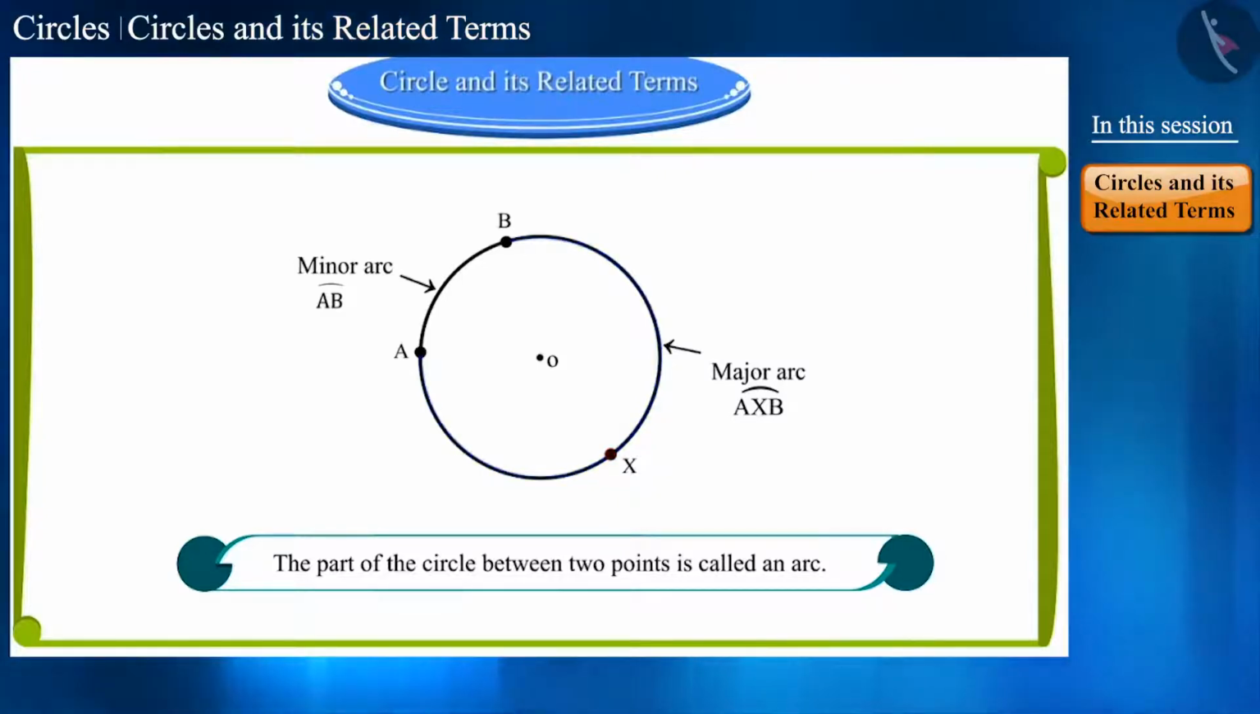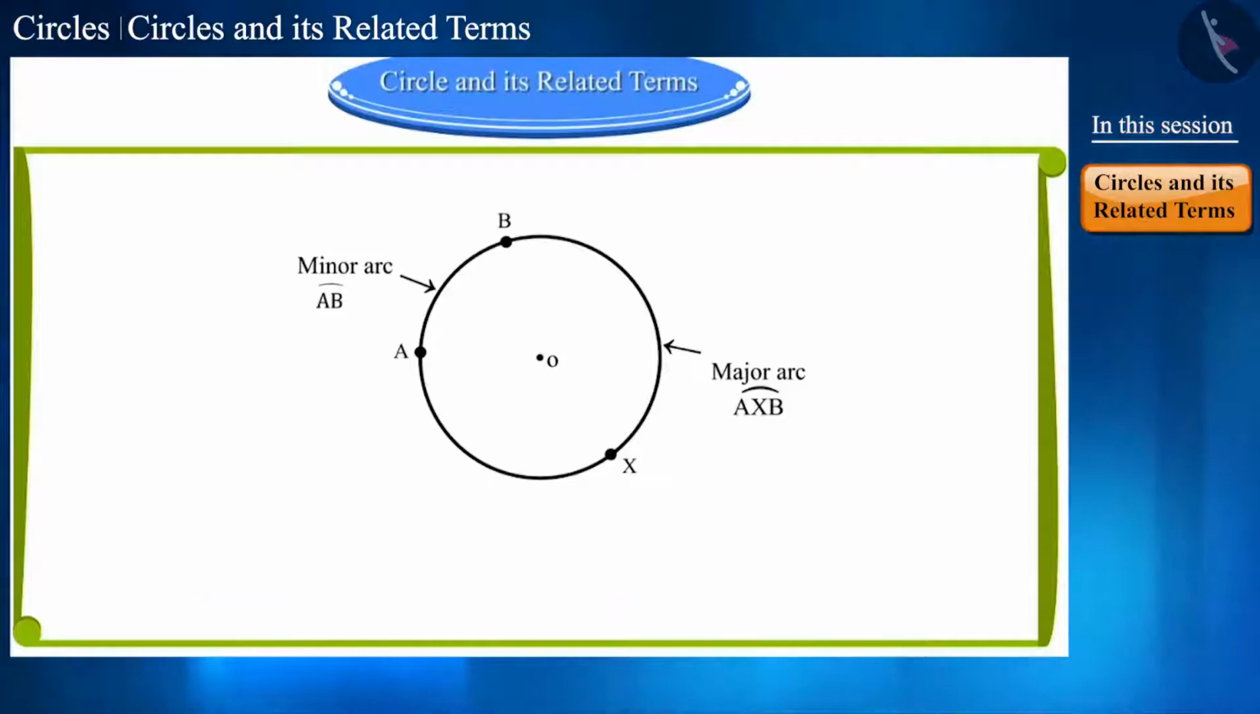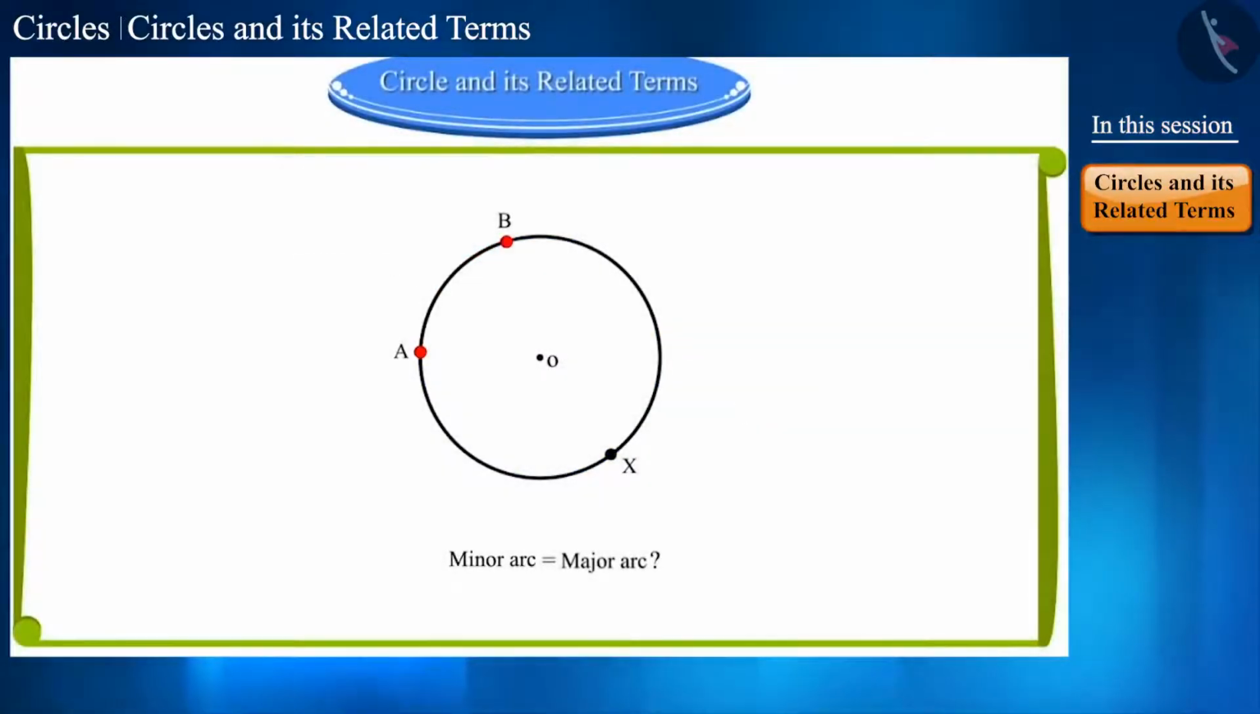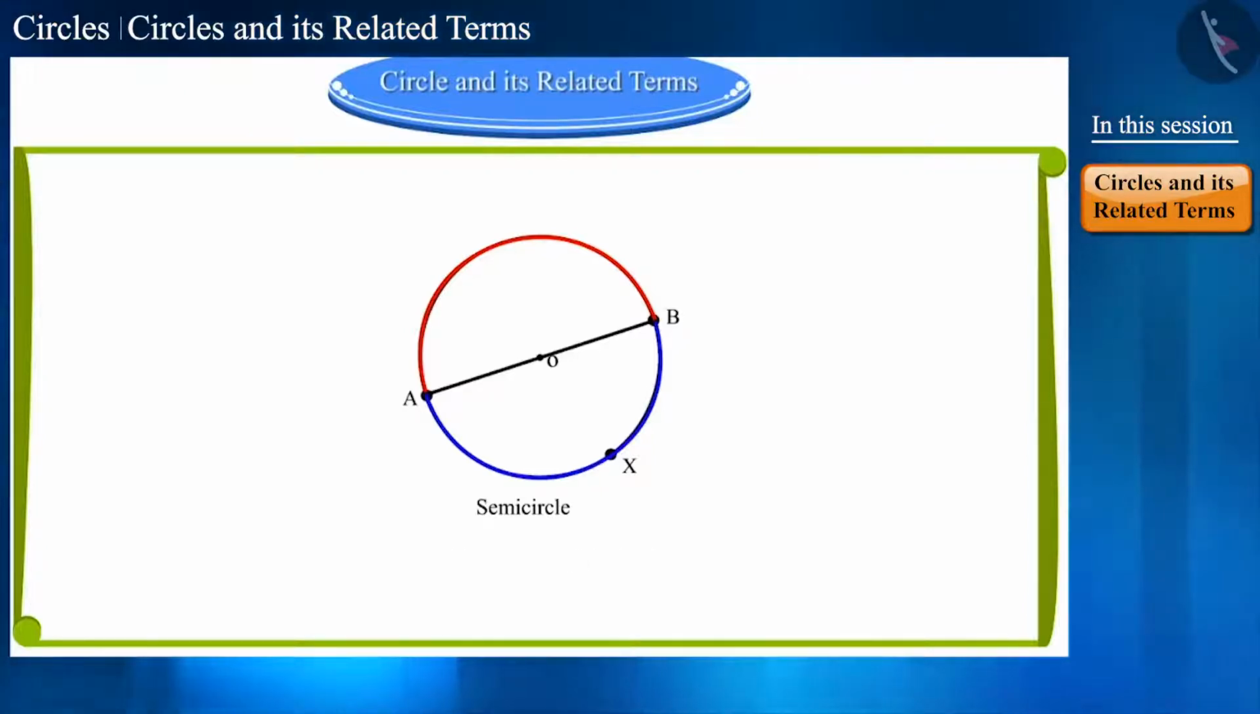Friends, can you guess when will these 2 arcs be equal? You can also pause the video to think about the answer. Yes, when both these points are the end points of the diameter of this circle, then the two arcs will become equal. Each arc thus formed is called a semicircle.